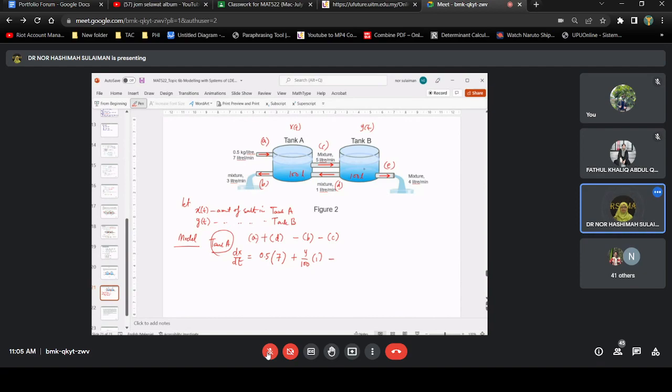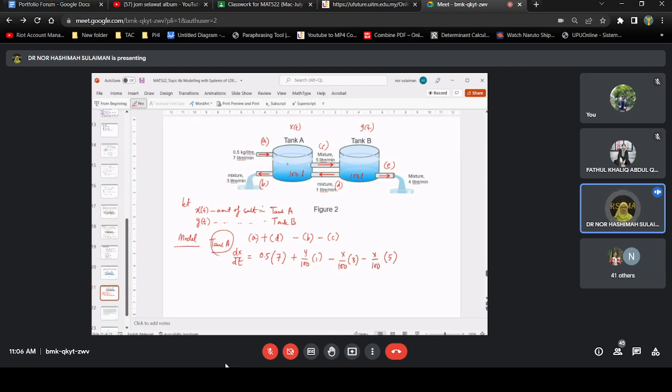Okay, how about B? B, the solution comes from tank A kan. So maknanya you should be taking the ratio of X dengan volume dia. Okay, dia tak ada volume dia 100 plus T ke 100 minus, tak ada sebab dia constant. Okay, what's the rate? 3. Okay, C, tengok C pula. C dia keluar daripada mana? Daripada A juga. So you have X over 100 multiply by 5 liter per minute.